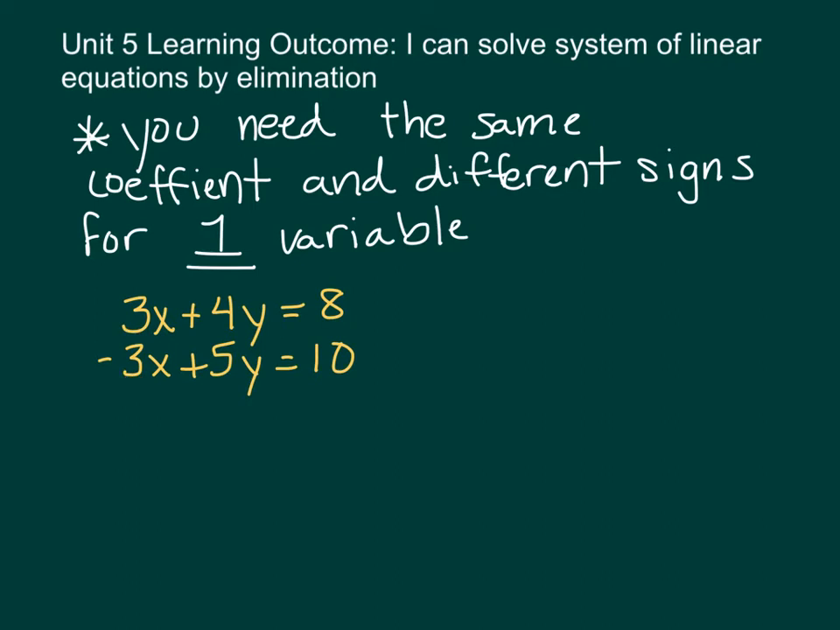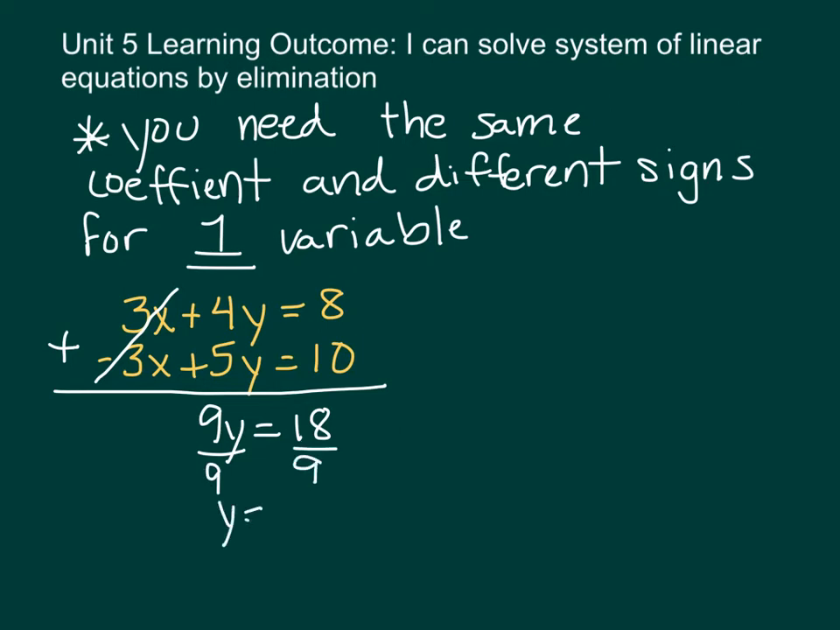So the process of elimination: we are going to add our two equations together. When we do, 3 plus negative 3 eliminates, and we are left with whatever is remaining. So we add 4y plus 5y, that's 9y. 8 plus 10 is 18. Well, divide by 9, and y is 2.